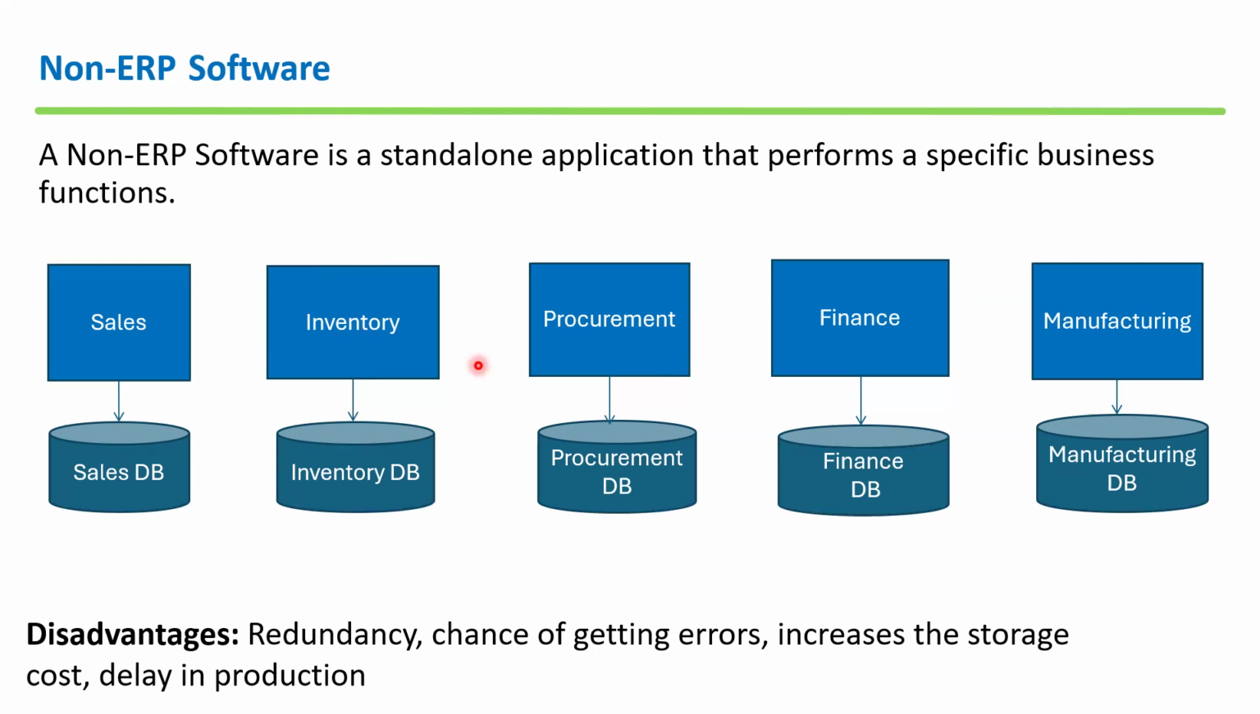If it is one order, it will take some amount of data. Suppose they are getting multiple orders, what will happen? It will increase the database, so it will increase the IT storage cost. And whenever we are duplicating, there is a chance of getting errors. So because of non-ERP software, there might be errors, increased storage cost, and delayed production.